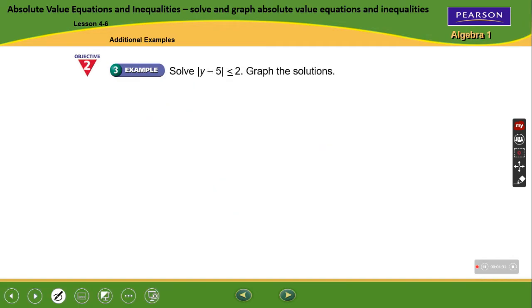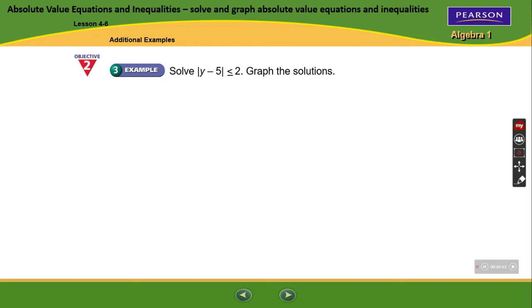Next one. The next one says, absolute value of y minus 5 is less than or equal to 2. Graph the solutions. So for this one, you have to take a little bit of a side note, and you have to think to yourself, all right, it says the absolute value of y minus 5 is less than or equal to 2.